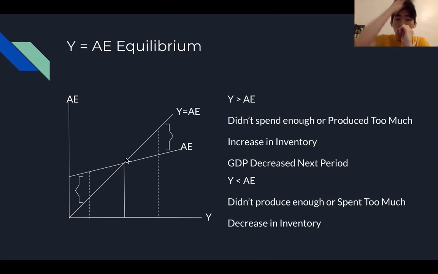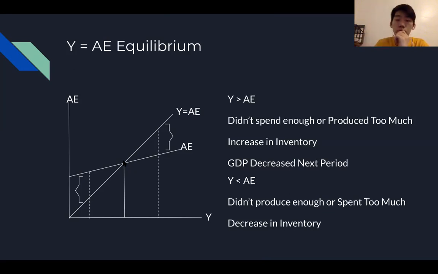So overall, what you should notice is that there's only one point of equilibrium, which is where y equals AE. Any point outside of that point is non-equilibrium, and you're going to have a change in inventory. And remember, in equilibrium, we don't want there to be any incentive to change. So therefore, that is why we produce at the y equals AE area.